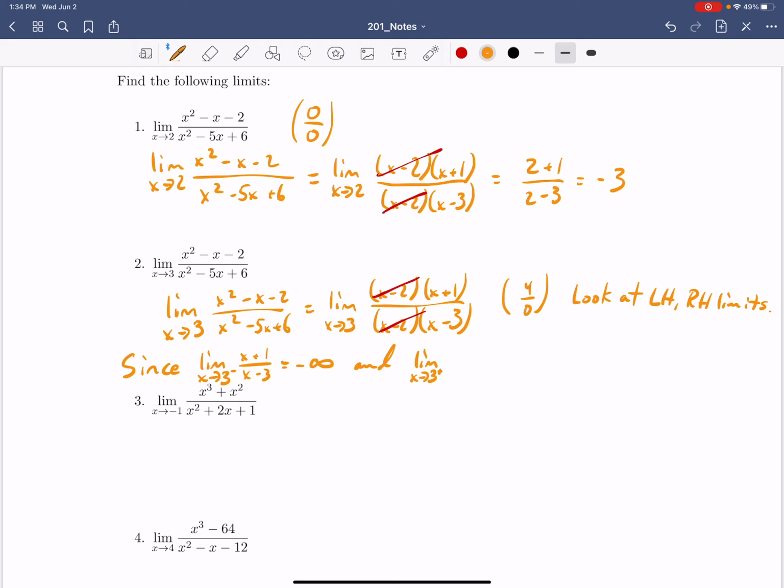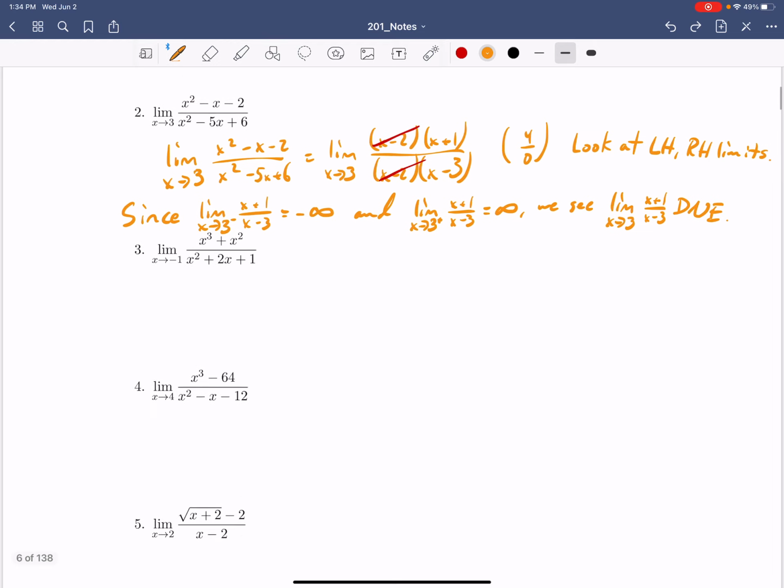And then we approach 3 from the right-hand side, right? We have, that's going to positive infinity, right? Because the top and the bottom are both positive. Right, we see that the limit as x approaches 3 of this whole thing does not exist, okay? Right, so again, just to show you that, indeterminate forms, sometimes you get an easy answer, like negative 3. Other times you have a more complicated situation where you get a limit that doesn't exist.